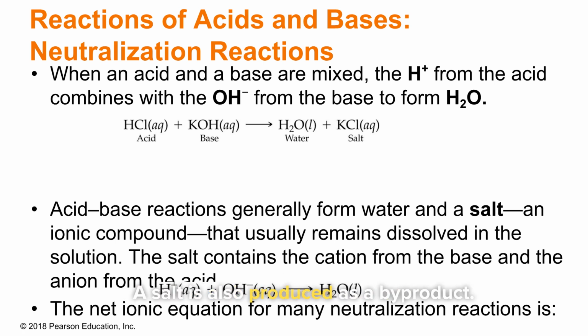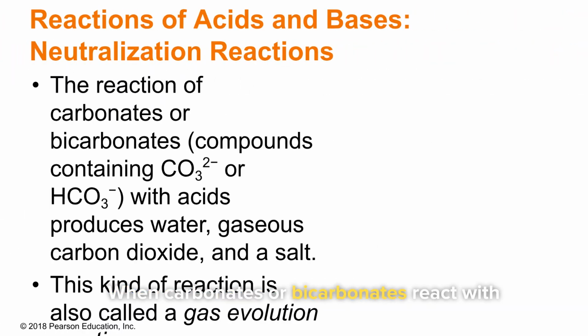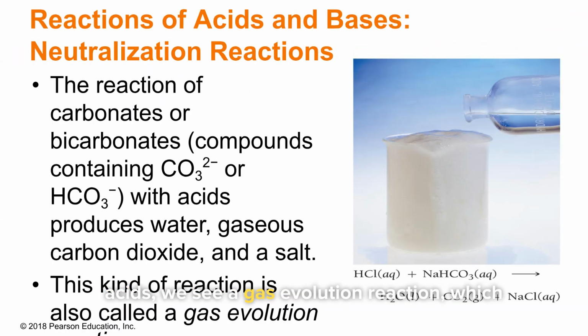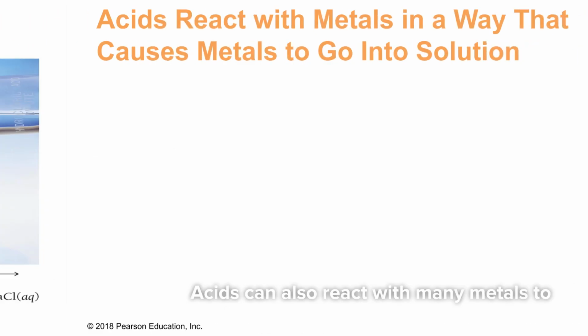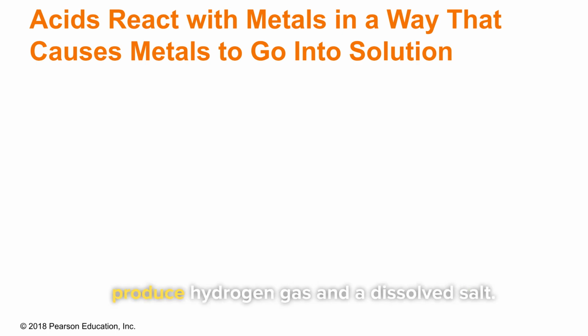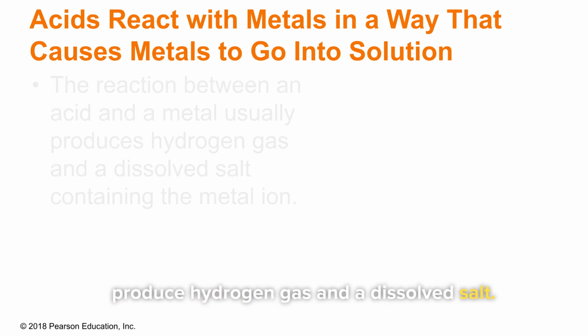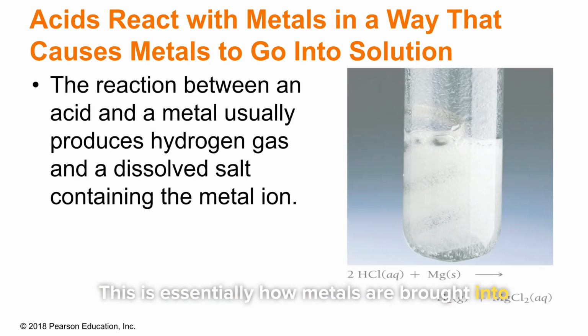A salt is also produced as a byproduct. When carbonates or bicarbonates react with acids, we see a gas evolution reaction, which releases carbon dioxide in addition to water and a salt. Acids can also react with many metals to produce hydrogen gas and a dissolved salt. This is essentially how metals are brought into a solution.